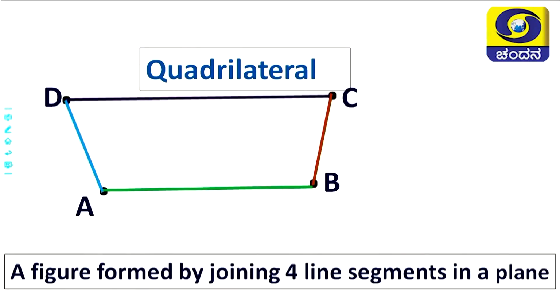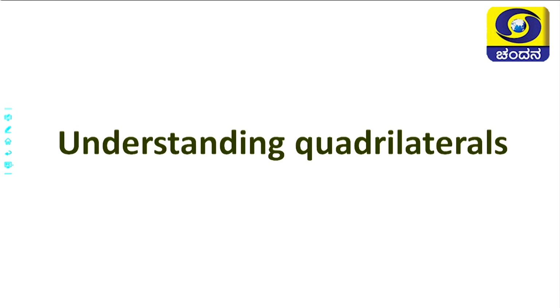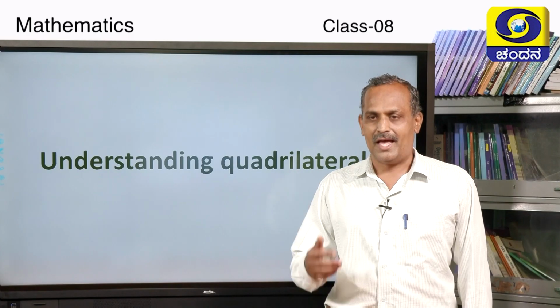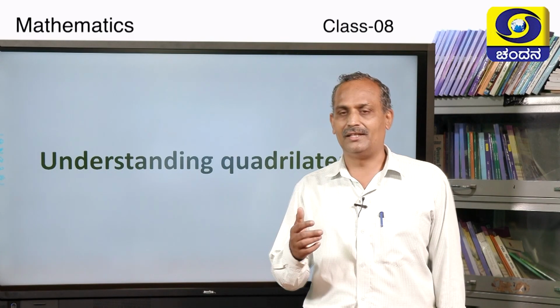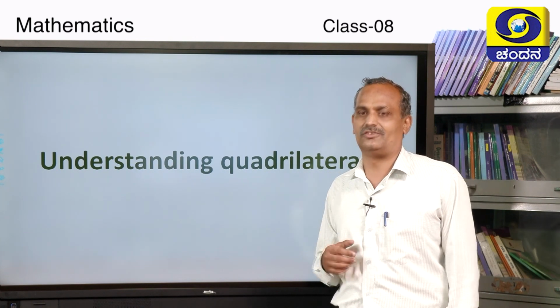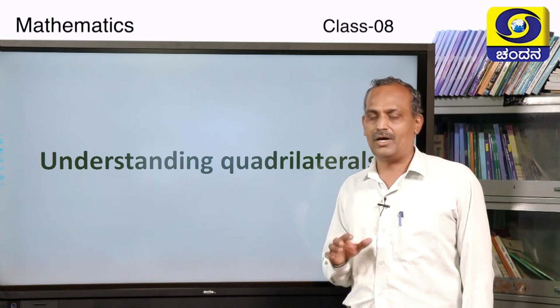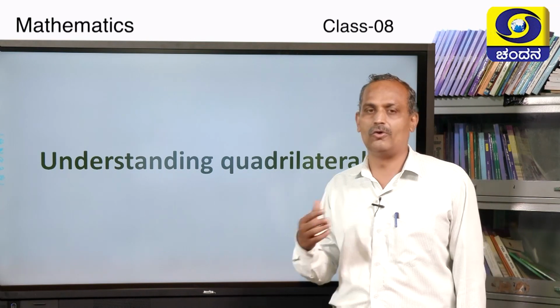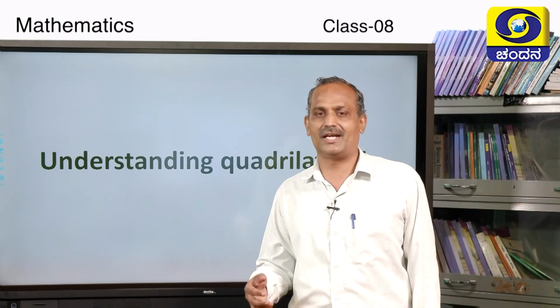A quadrilateral is a figure. Let us recall the definition of a quadrilateral. A quadrilateral is a figure formed by joining 4 line segments in a plane, is it not? So, let us understand certain concepts on quadrilateral. Let us move on to the lesson Understanding Quadrilaterals in your textbook. Are you ready with the lesson? I think you have understood the prerequisites, what we have to learn before going in depth of the lesson Understanding Quadrilaterals.